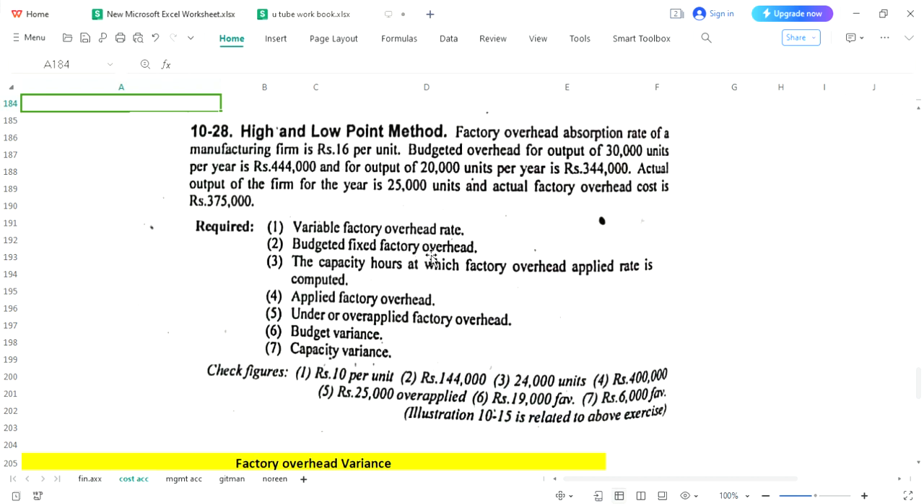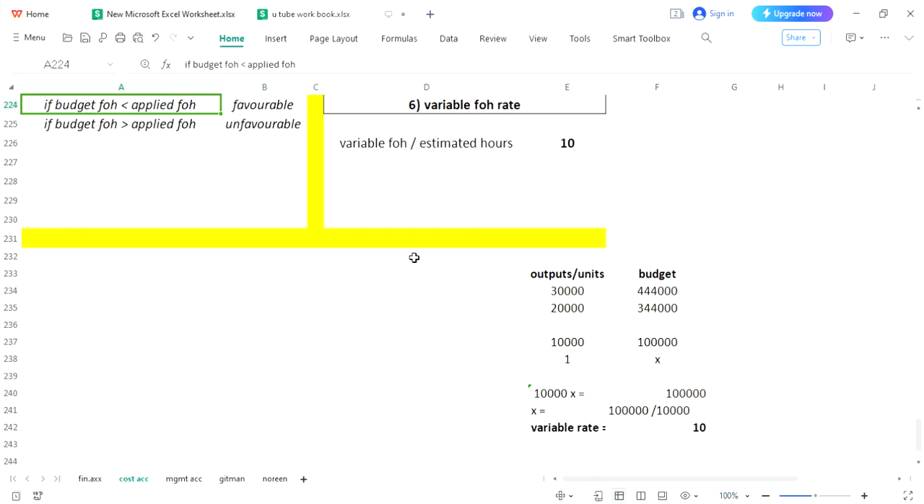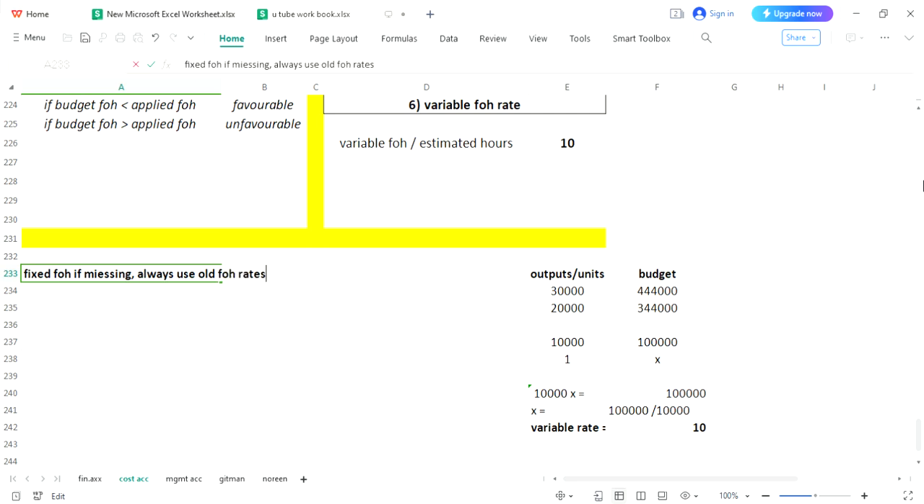Now we need to calculate fixed FH. For that purpose you will have to focus on the first statement, which you should note down: if fixed FH is missing in the question, always use old FH rates. Always use old FH rates, or old FH inputs is a better word.